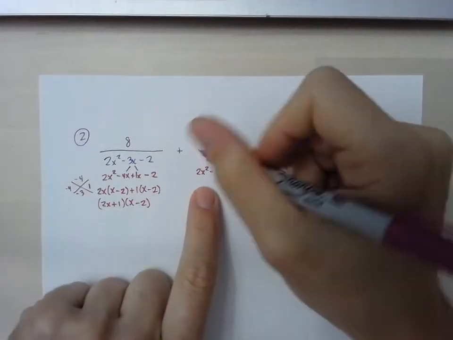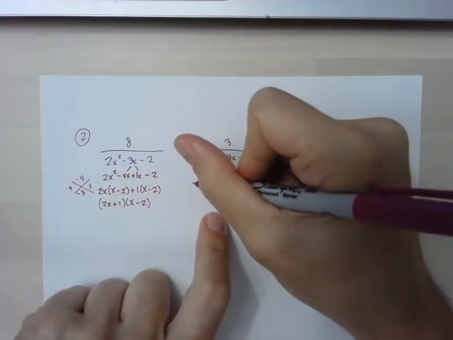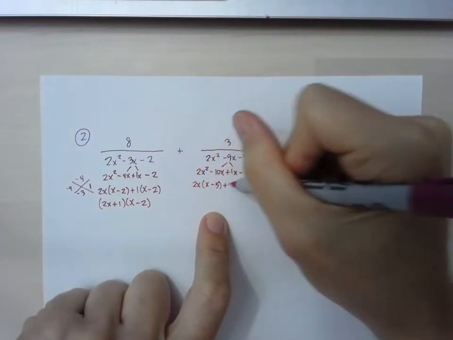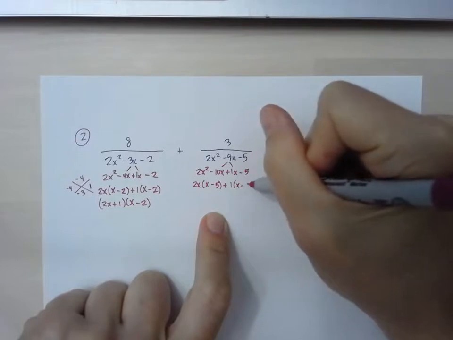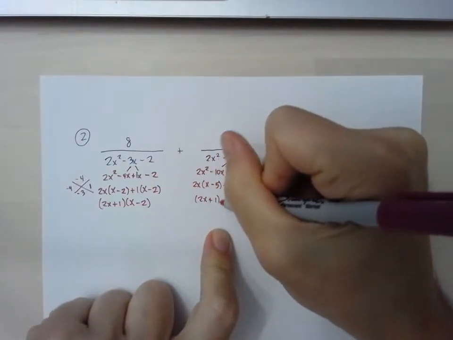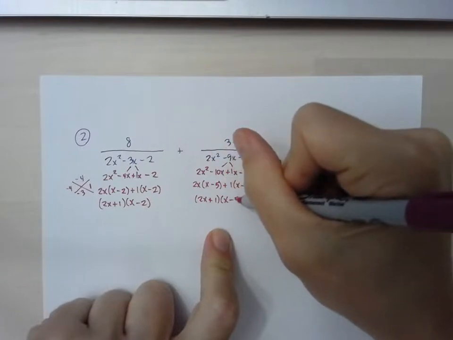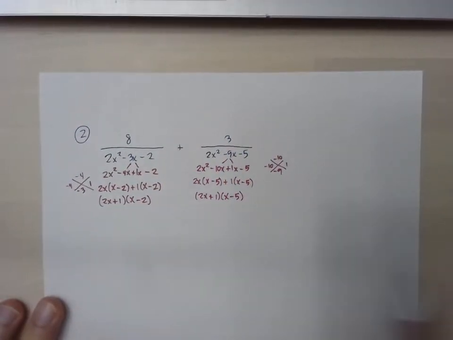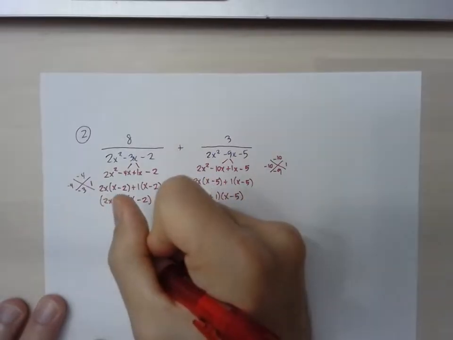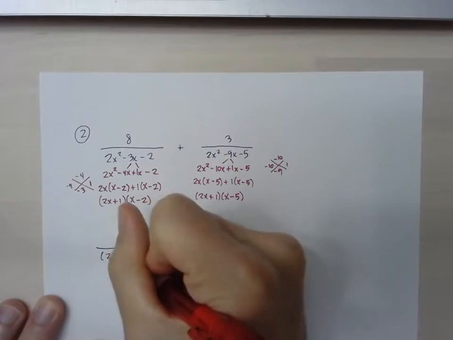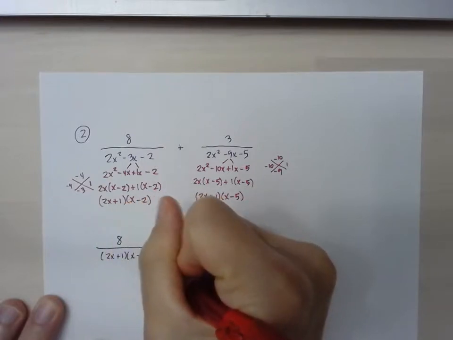Over here, same deal. We're going to take out a 2x, and that's going to be x minus 5. And we're going to take out a 1, x minus 5. And so 2x plus 1 again, and x minus 5. So let me rewrite these fractions. Now that I have the denominators factored, it's going to be 8 over 2x plus 1, x minus 2.